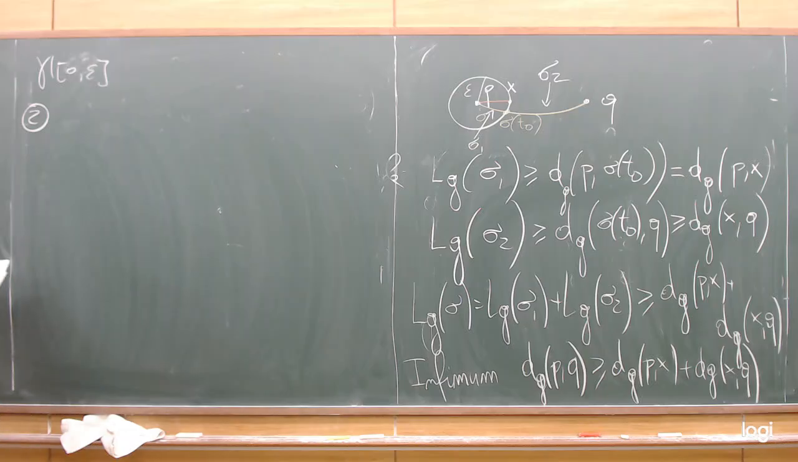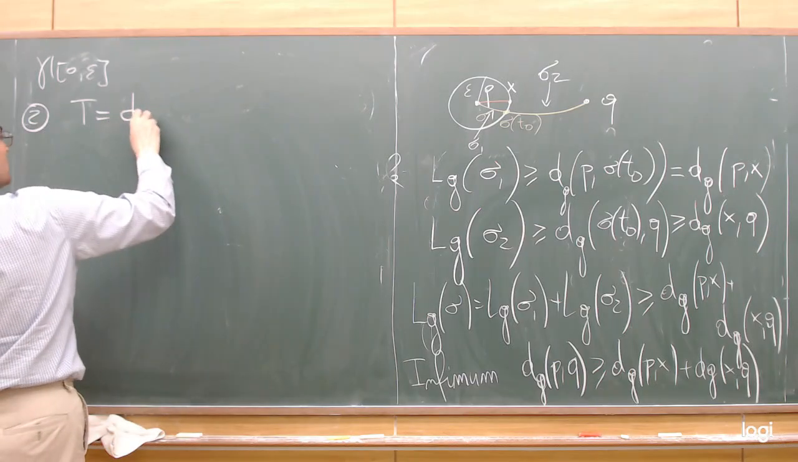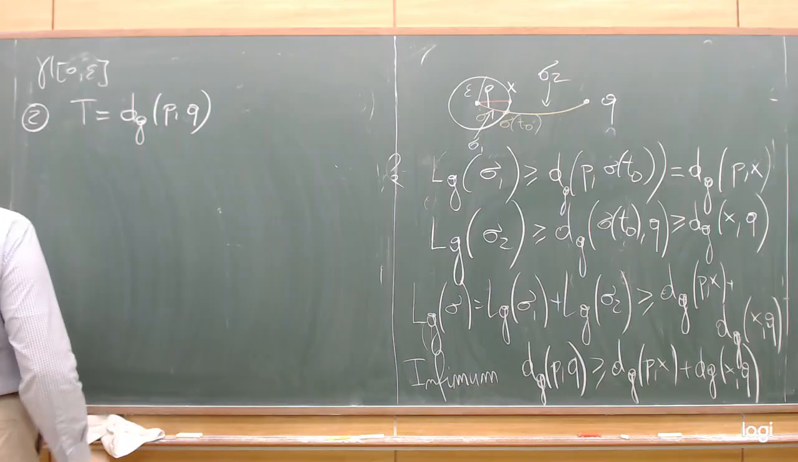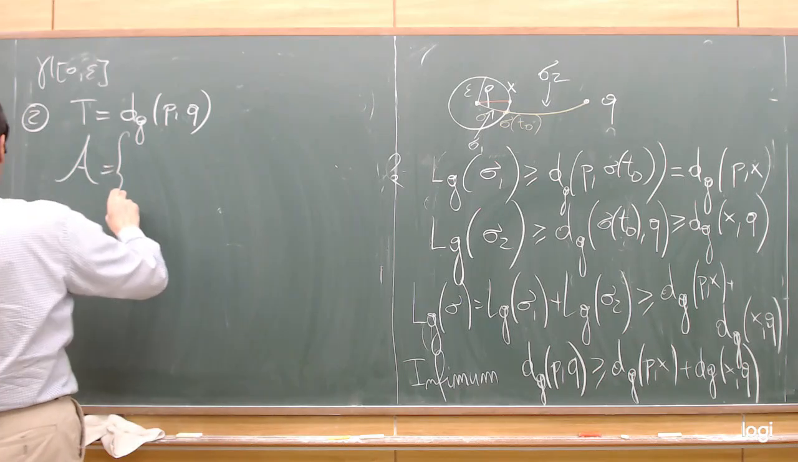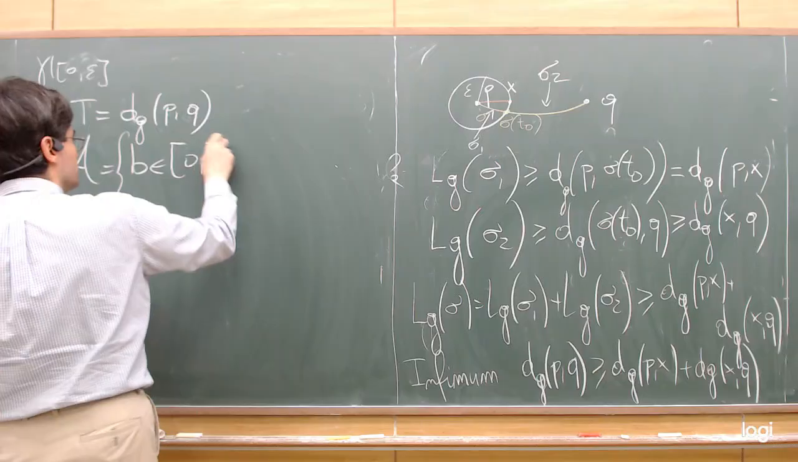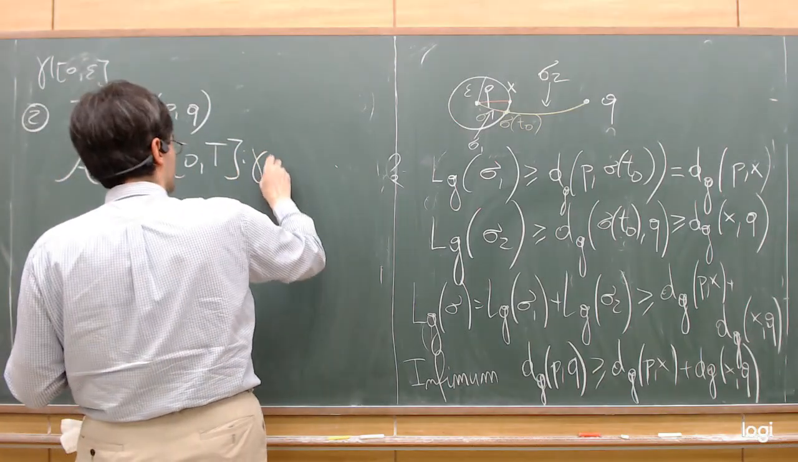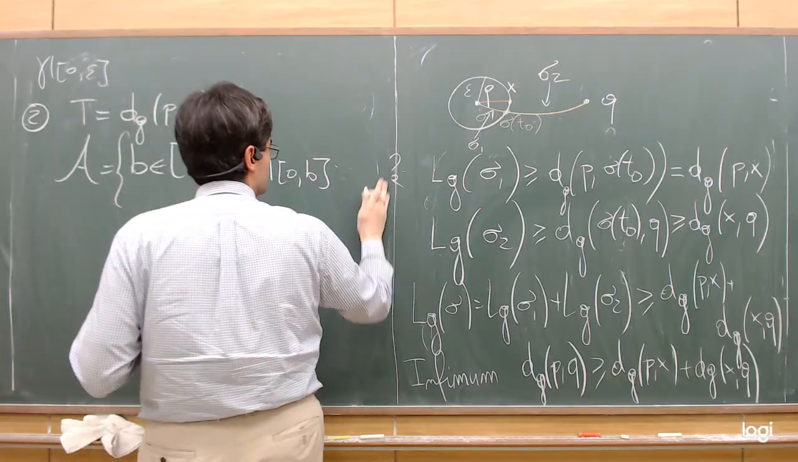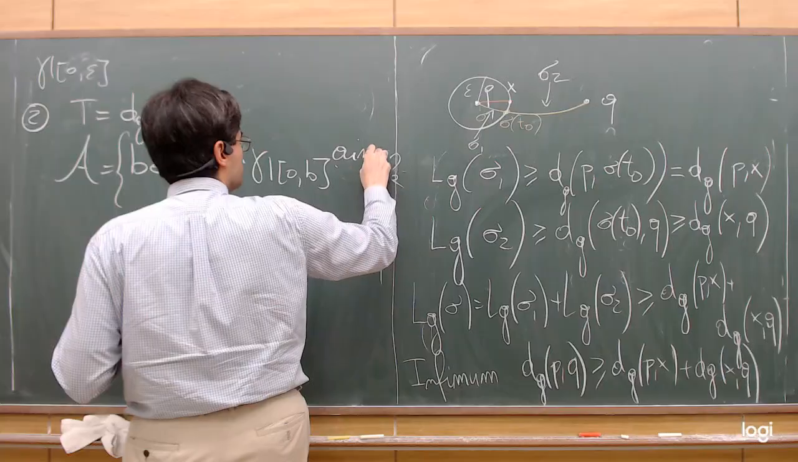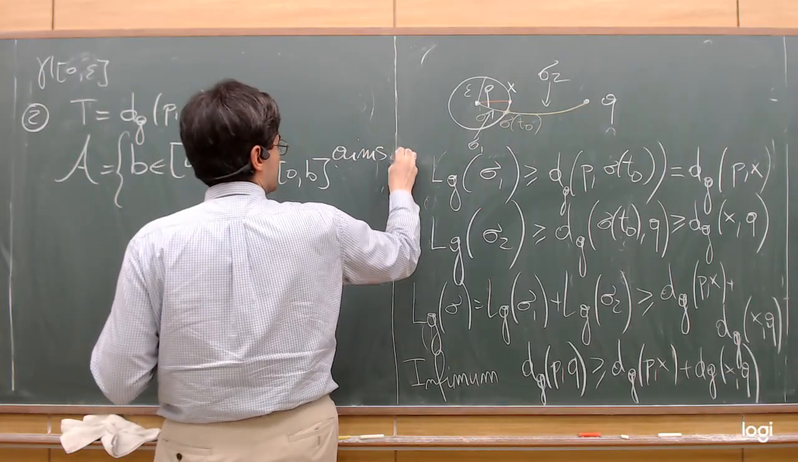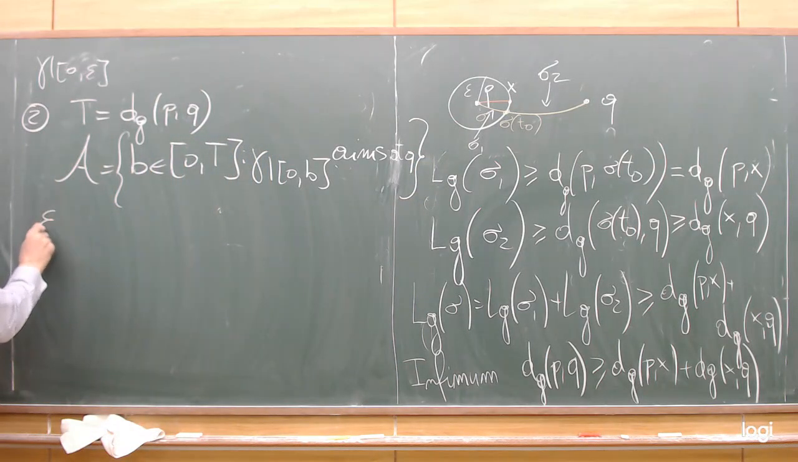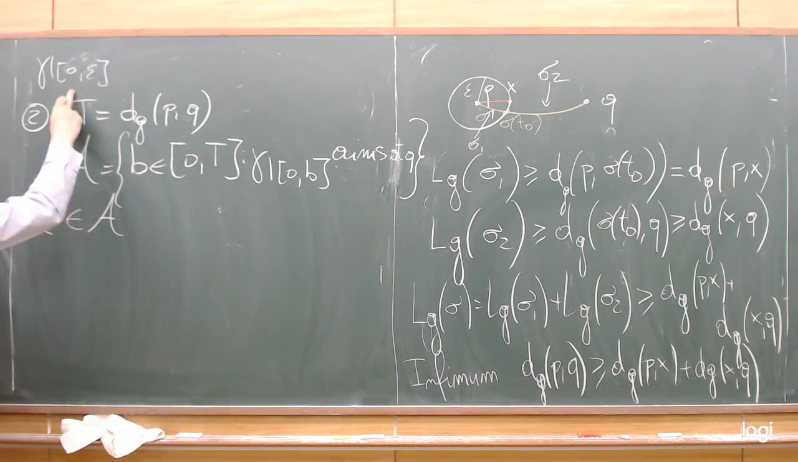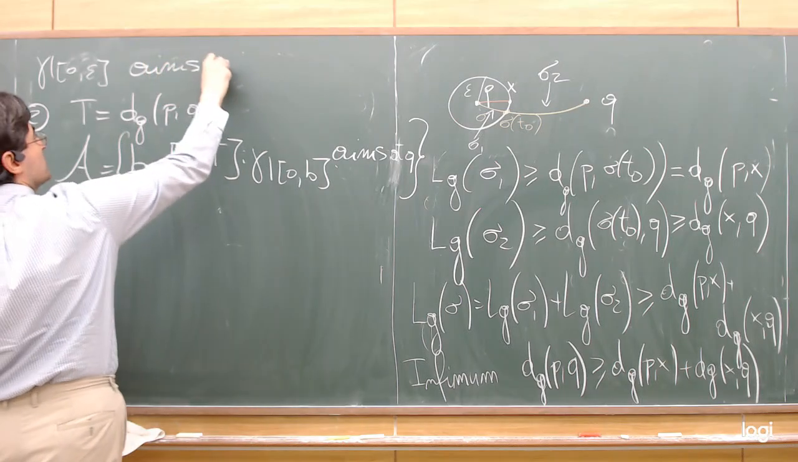Second part. Suppose that T is the distance between P and Q. We define A as the set of B in [0, T] such that the restriction of gamma to [0, B] aims at Q. We know that epsilon belongs to A because this aims at Q.